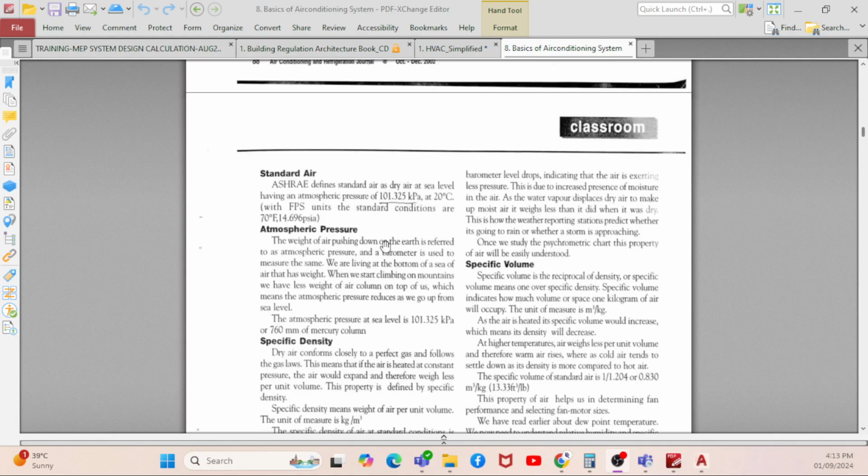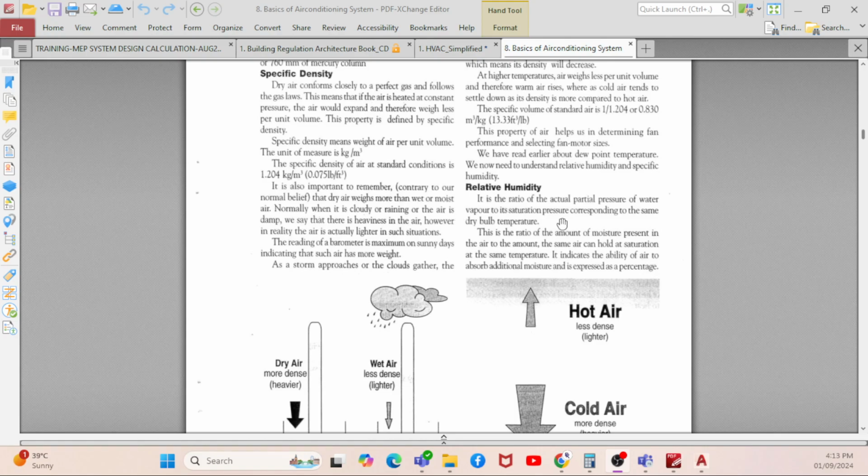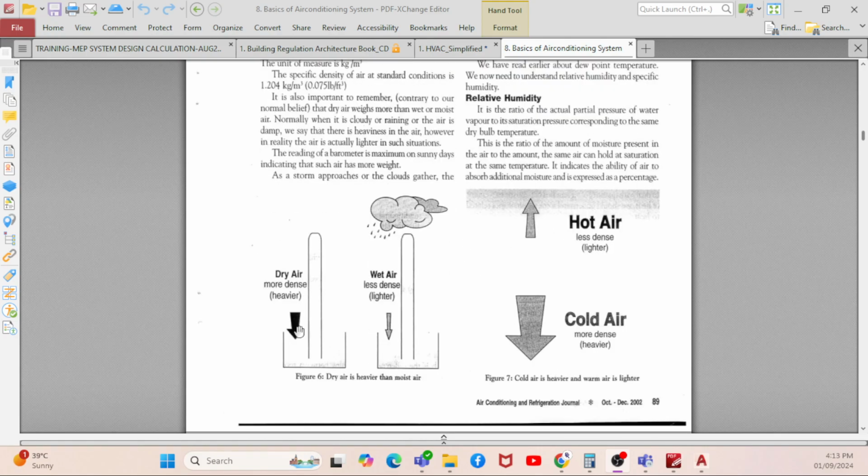Then you have atmospheric pressure, how much pressure is in the air, then specific density, right? Specific volume. Okay, how to calculate relative humidity. You can see the dry air, wet air, right? So dry air is heavier and wet air is lighter. You can see the hot air is lighter and cold air is heavier.